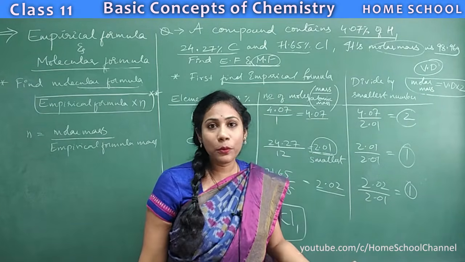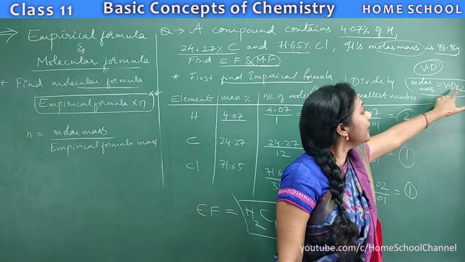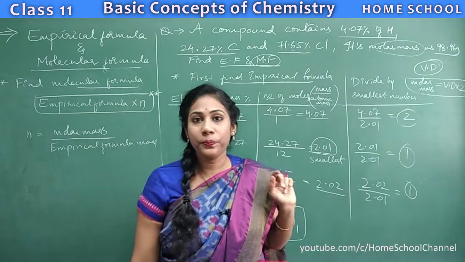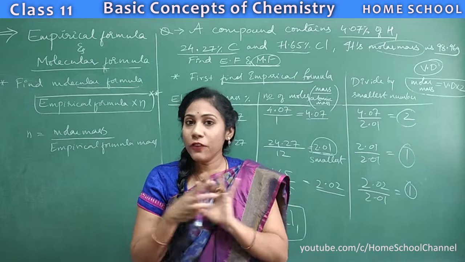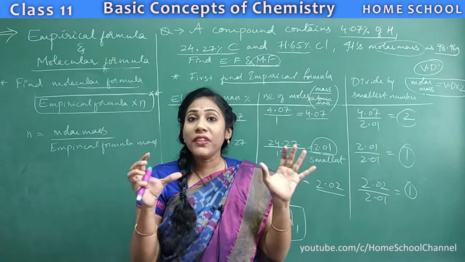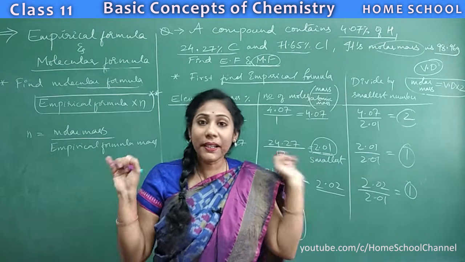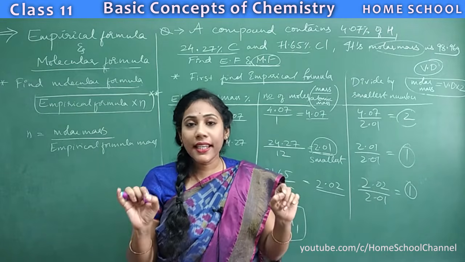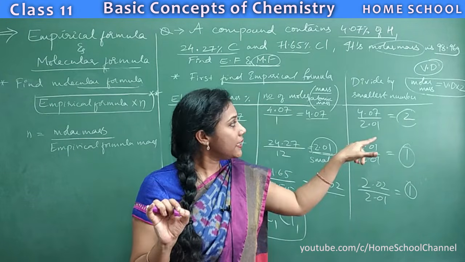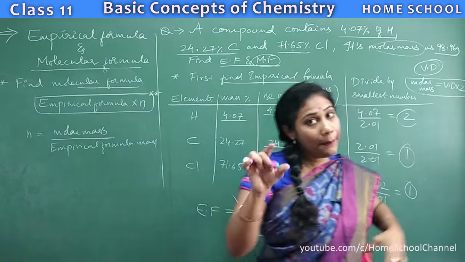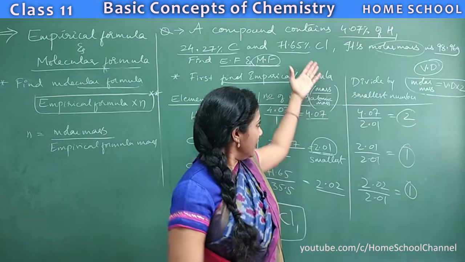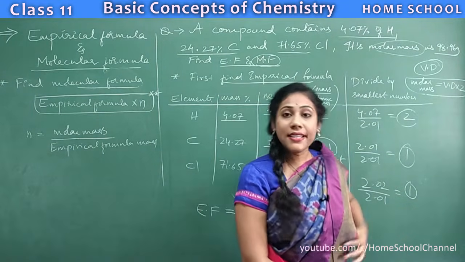So how do you calculate molar mass? It is vapor density multiplied by 2. This is very, very important from a competitive point of view. Most of the time molar mass they won't give you, vapor density they will give you. But what is the relation between molar mass and vapor density? It is vapor density multiplied by 2. But here in the question, molar mass is directly given.